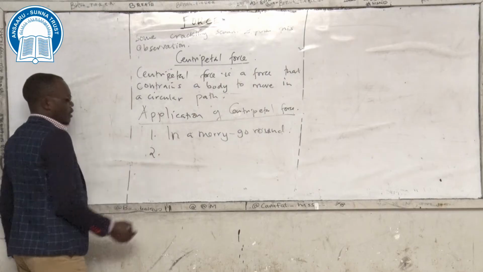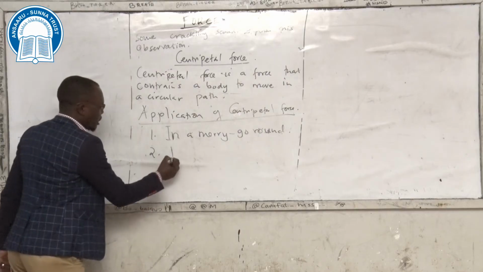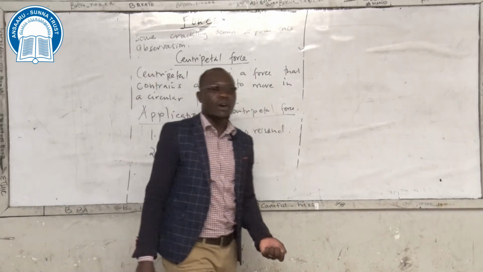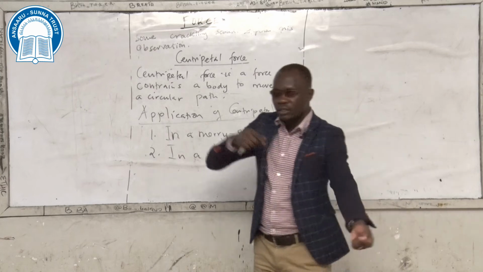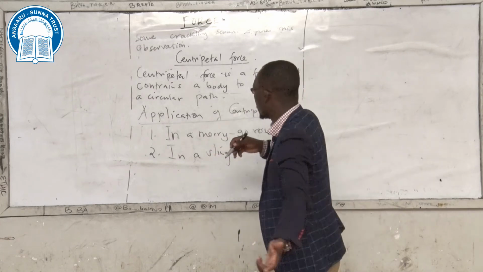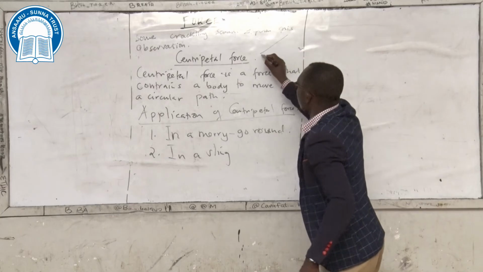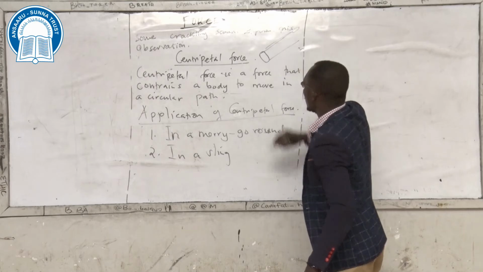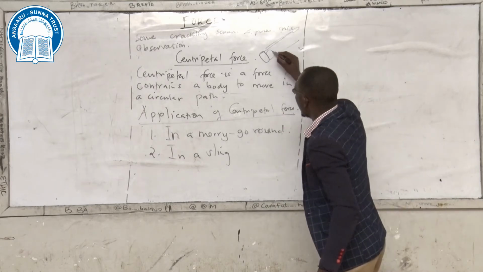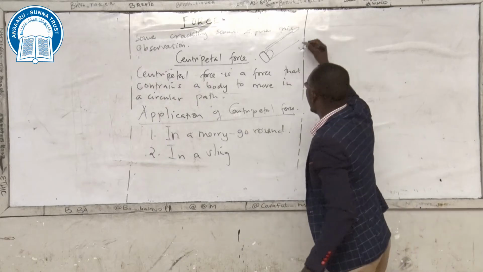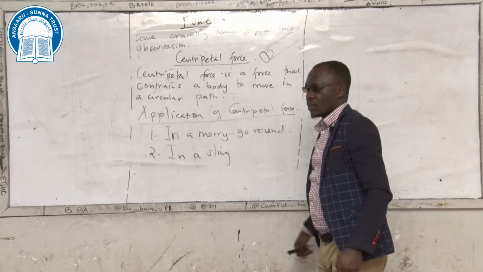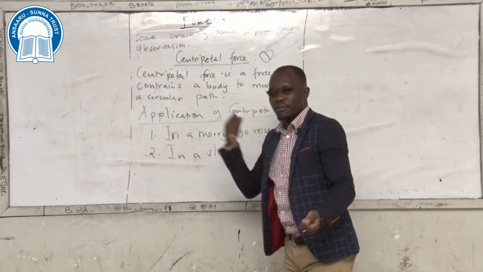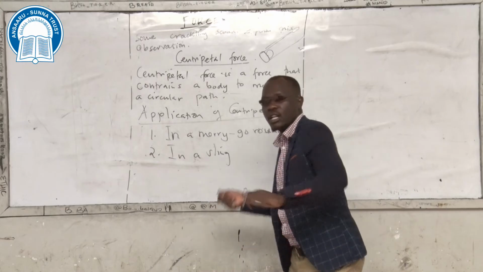Number two, it is applied in a sling. A sling is an instrument used for hunting. It contains two ropes, and the ropes are tied to a leather material. So you take a stone and place it there, then you hold the two ends of the rope. You start rotating the rope while the stone is held in there. You rotate it very fast, and then you throw.